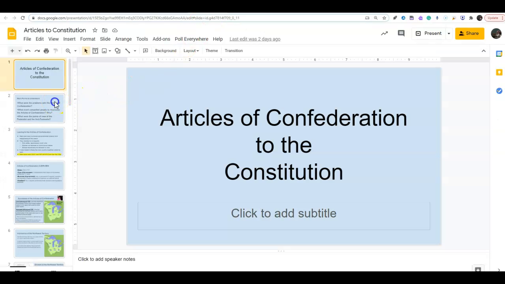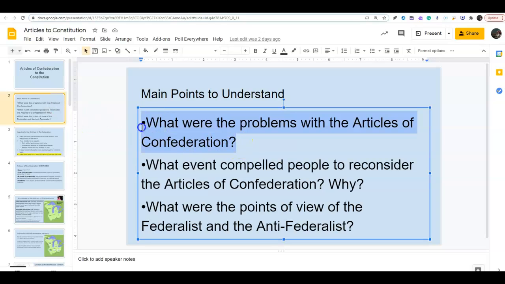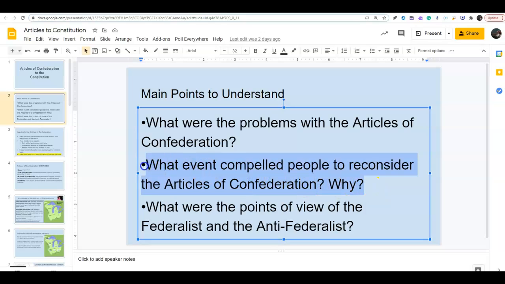So if we look at your notes here, these are the main things that we're covering. Okay, we just went over this. What were the problems with the Articles of Confederation? That was the first thing that we looked at. Next here, what event compelled people to reconsider the Articles of Confederation? We're going to get to that in just a moment. And then the next video, this one will end talking about this, but then the next video is going to focus on the majority of information about Federalists and Anti-Federalists.